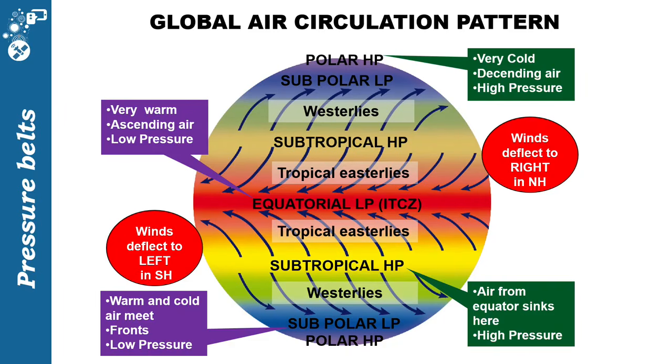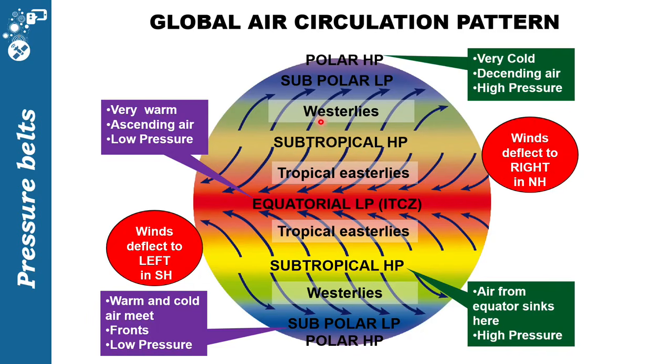Then on either side of that, we have the subtropical high pressure cell here between 30 and 40 degrees in the northern hemisphere, and also between 30 and 40 degrees in the southern hemisphere. And then we once again have the subpolar low pressure belt and the subpolar low pressure belt, and then we have our polar high pressure and our polar high pressure. So you need to know the location of these pressure belts.